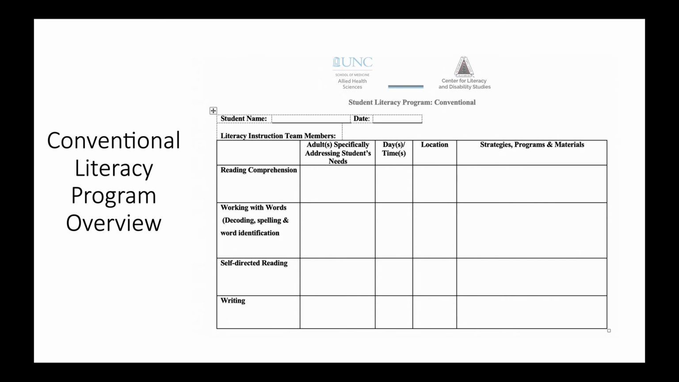We have a similar form for conventional literacy that addresses the big areas of reading comprehension, working with words, which includes decoding, spelling, and word identification, self-directed reading, and writing. We find that completing these forms helps us focus on individual students and the scope of their comprehensive literacy program. It usually results in a better understanding of areas that are being underemphasized and may need to be strengthened before we start considering specialized or targeted interventions for any one student.